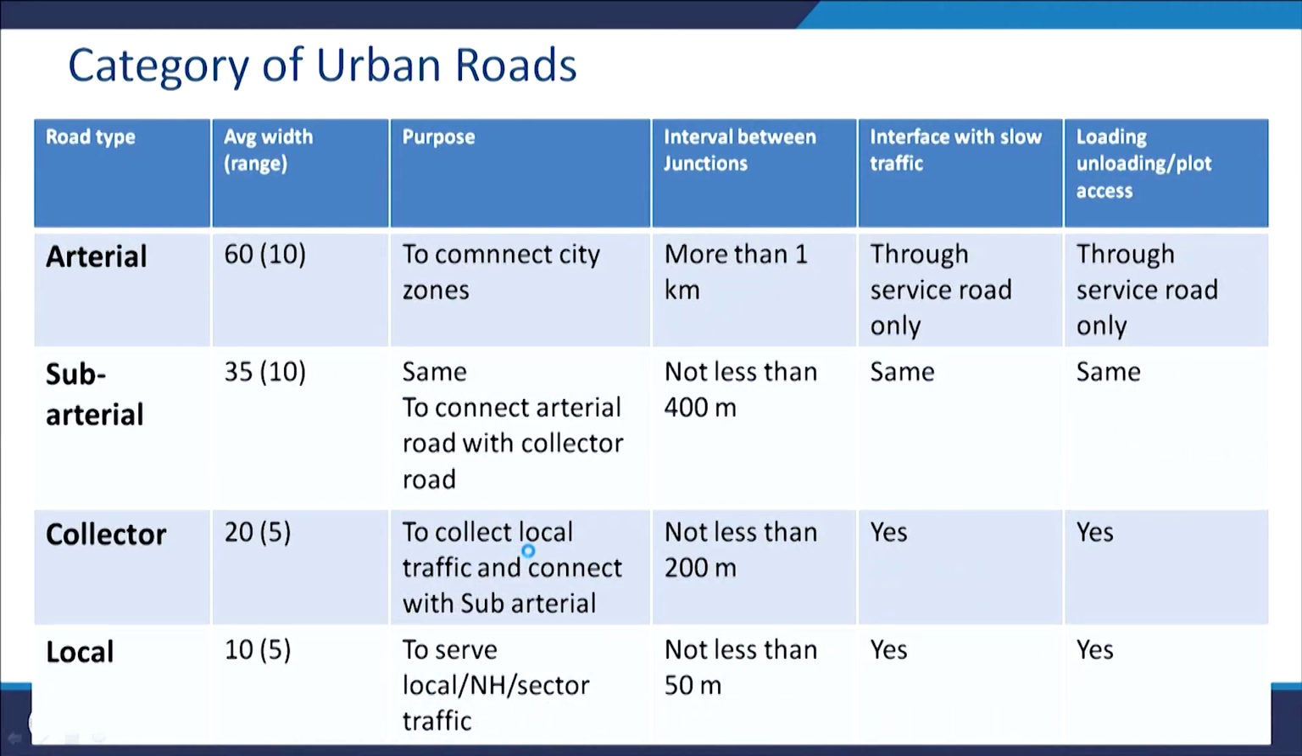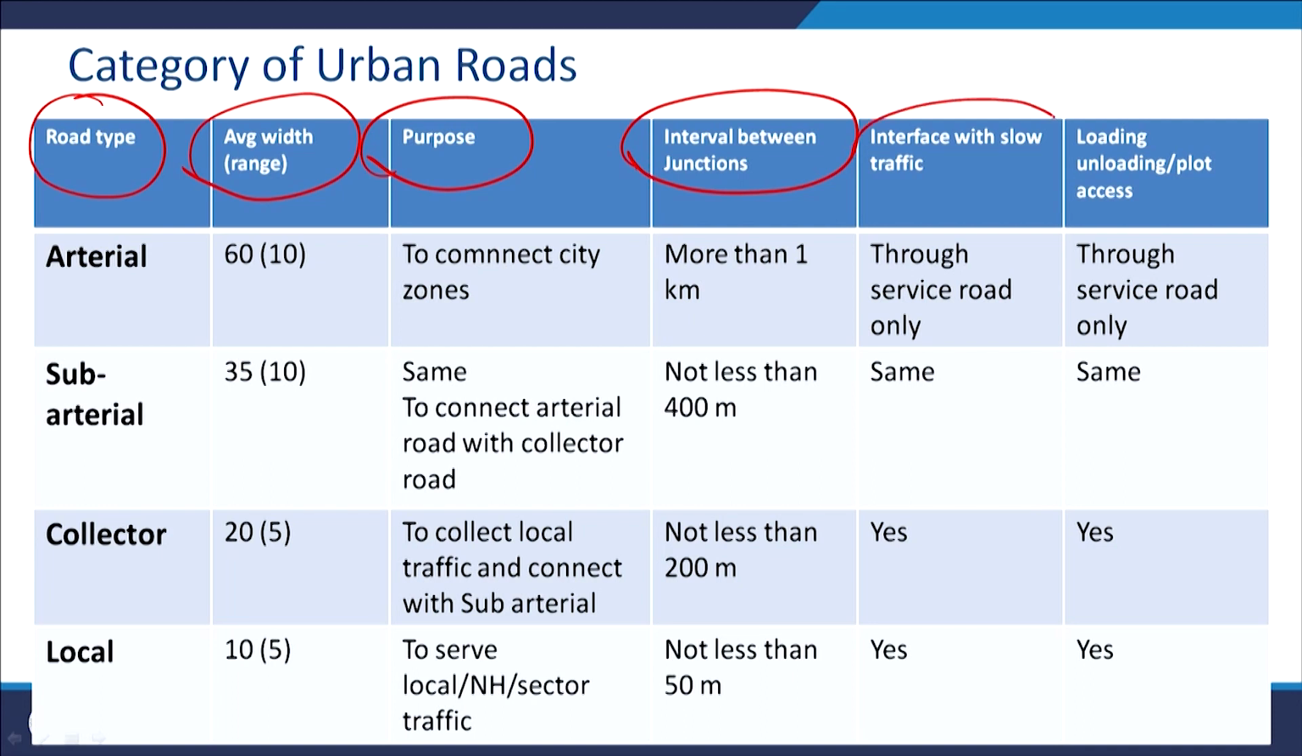Now, let us see the distinctive differences of the various kinds of urban road. In this chart, please see the chart very carefully. On the left side we have shown the road types, then the average width, then the purpose, then the prescriptive interval between the junctions, the interface with slow traffic, and whether loading and unloading is allowed on that road or not. So, let us take the case of the arterial road.